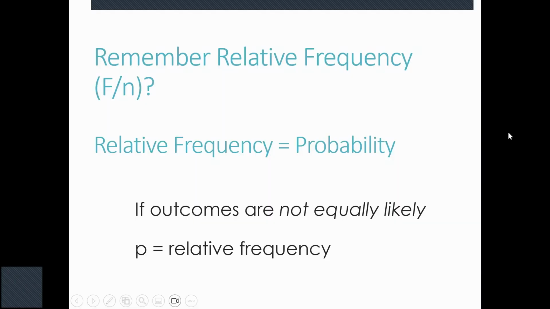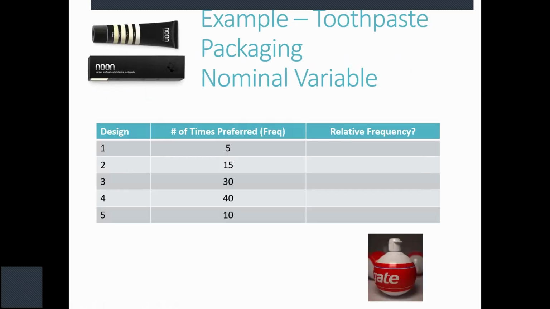Remember relative frequency from the previous chapter? The frequency of a category divided by the total number. Well, relative frequency is also a probability. And if your outcomes are not equally likely, then your probability is going to be a relative frequency. This is usually what we're working with when we're working with data sets.